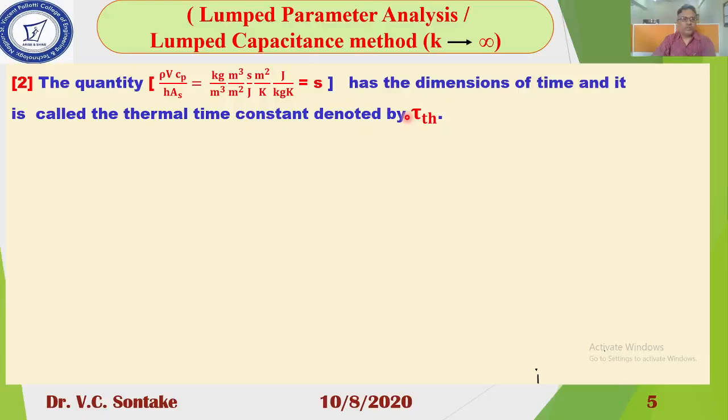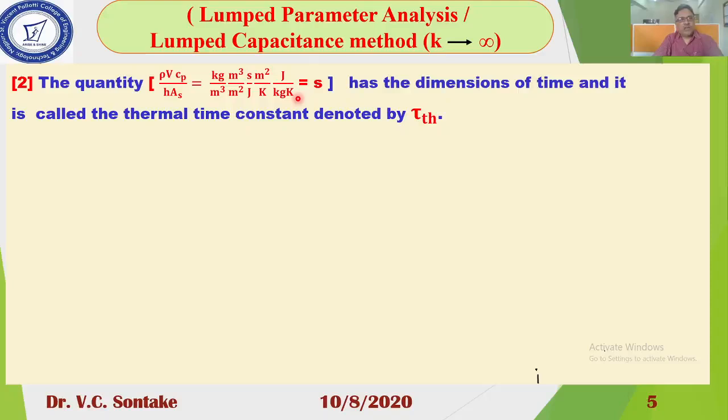Observation number 2, or important point related to lumped parameter analysis. Now we have this quantity rho V Cp over hAs, where rho has the unit of density, V is volume, h has the unit of watt per meter square Kelvin, so joule per second will be watt per meter square Kelvin, and As is the surface area having unit meter square, and finally the unit of Cp is joule per kg Kelvin.